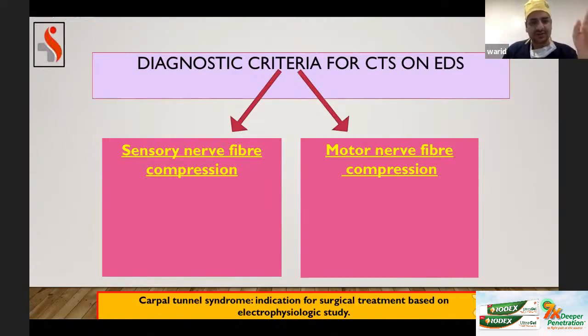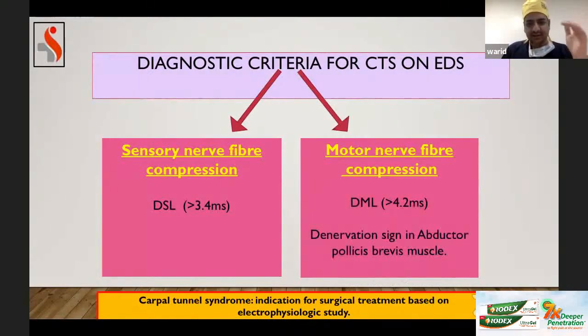So we see two things: sensory nerve compression and motor nerve fiber compression. If the distal sensory latency is more than 3.4 milliseconds, and the distal motor latency is greater than 4.2 milliseconds, then it's a compression of the nerve. That's how they diagnose it and label it as mild, moderate or severe accordingly.